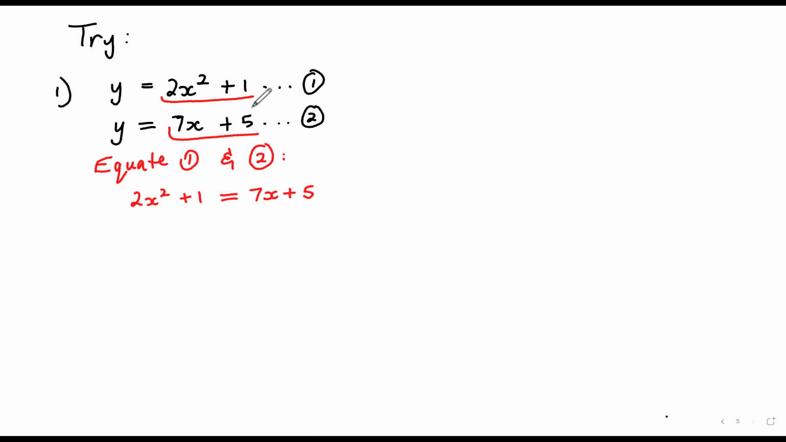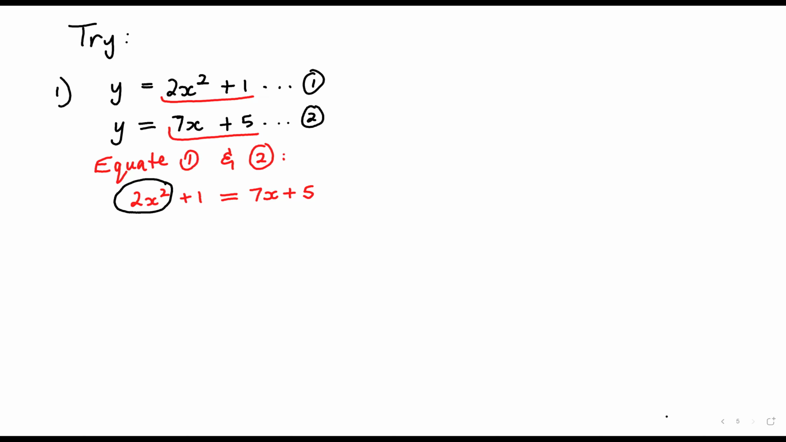We said 2x squared plus 1 is equal to 7x plus 5, right? And now, the reason this is a quadratic is because you have this term in x squared, which is the highest power of x in the equation. To solve a quadratic, it has to be equal to 0.